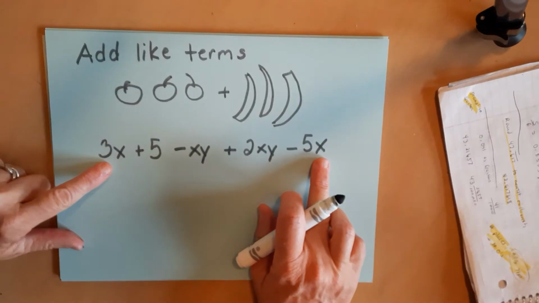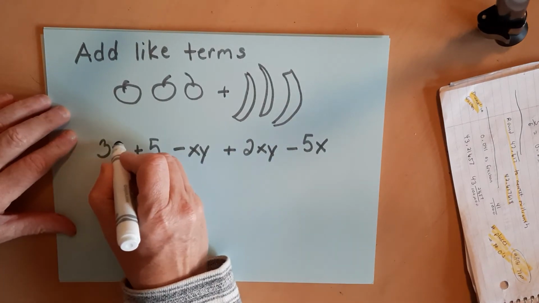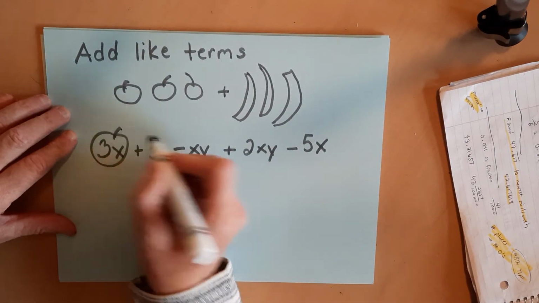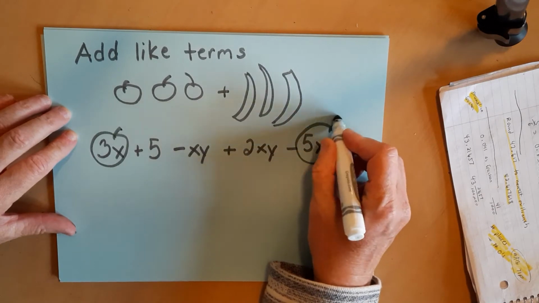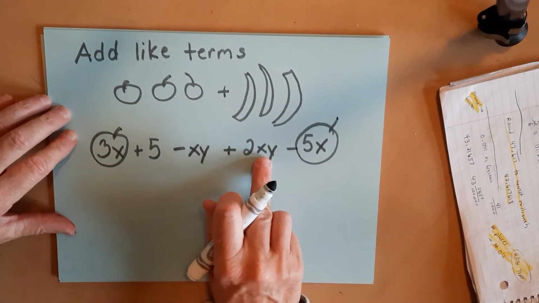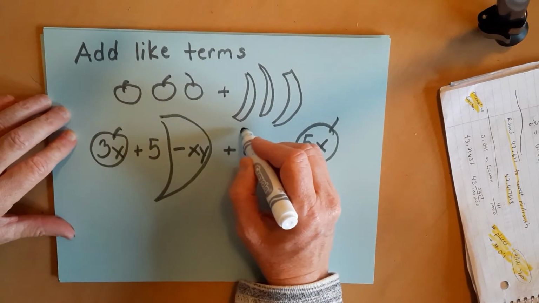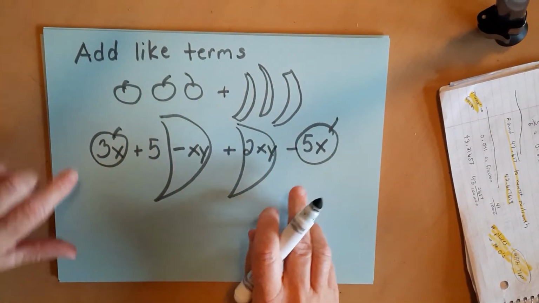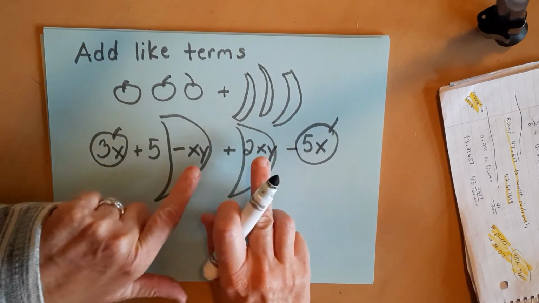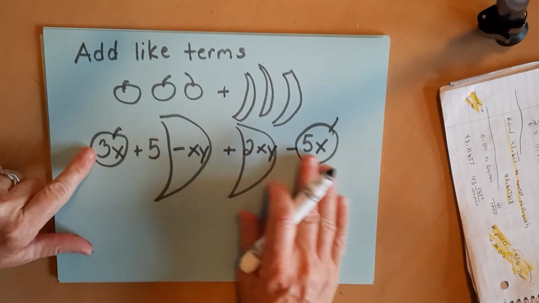The x's are like. That means it's as if we can call these the apples. The xy's are similar as well, and we can call them bananas. We can combine the apples, and we can combine the bananas, but we can't mix them together.